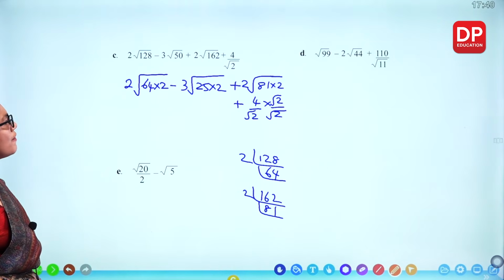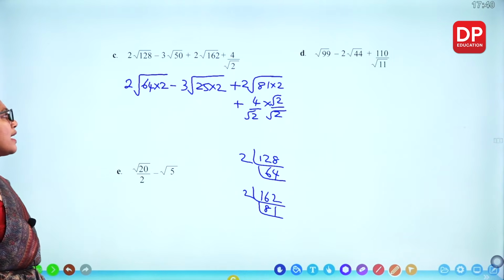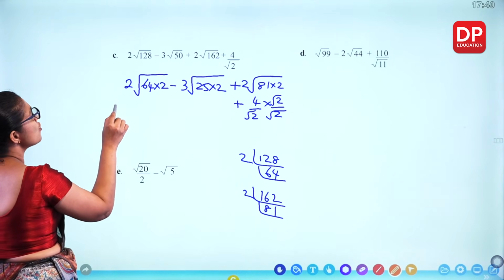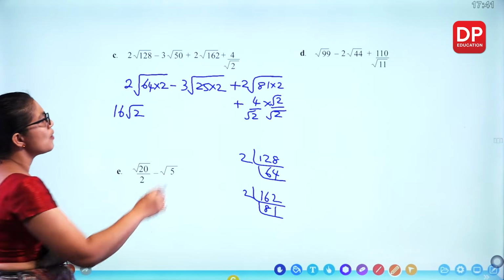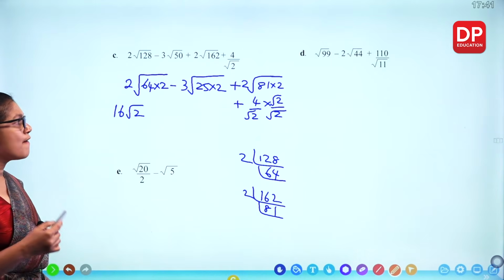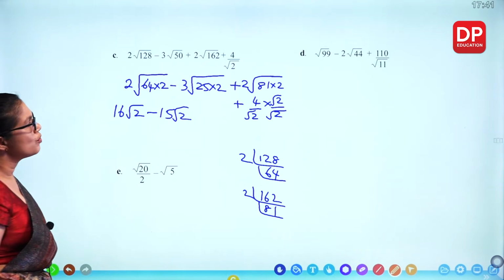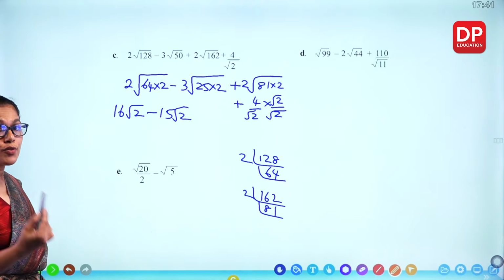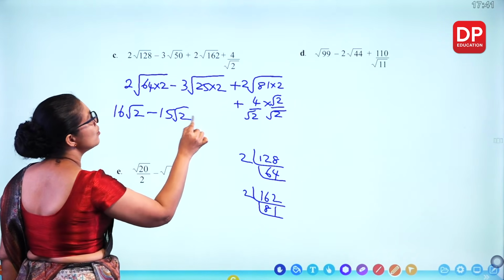Now we'll try to simplify. 64 is a square number. When you take square root, you get 8. 8 times 2, 16. So you get 16 root 2. What's the square root of 25? That's 5. 5 times 3, 15. So you get 15 root 2. What about the other number? Square root of 81 is 9. 9 times 2, 18.